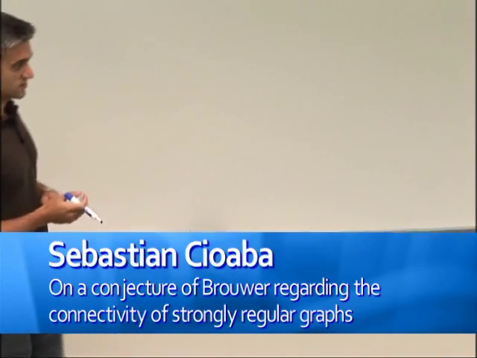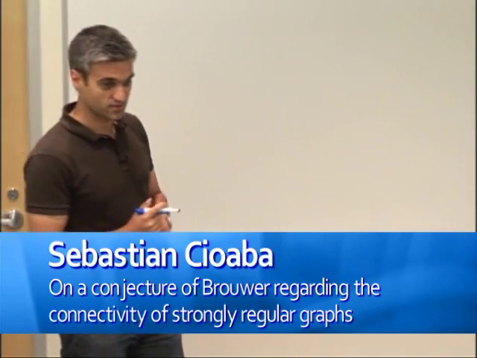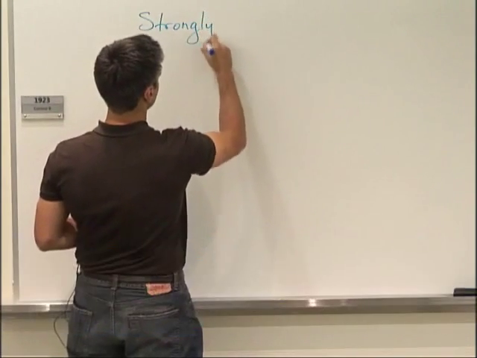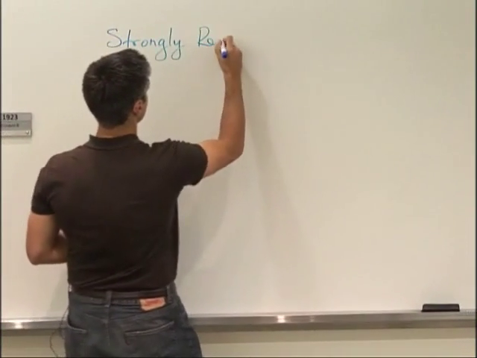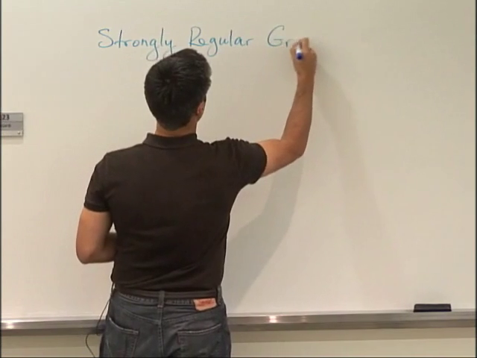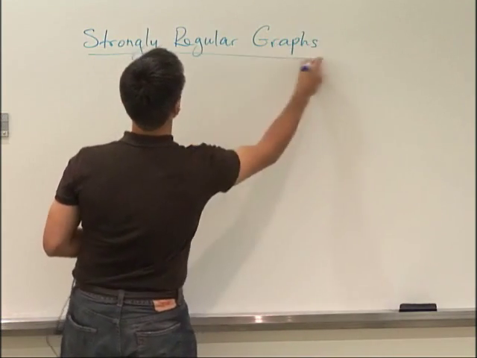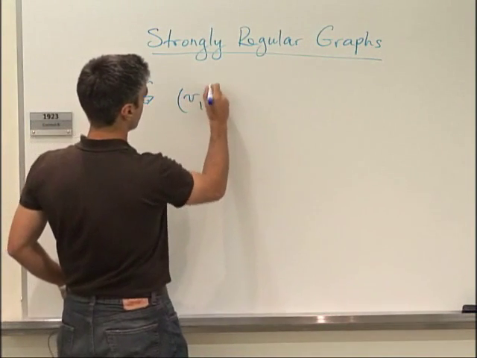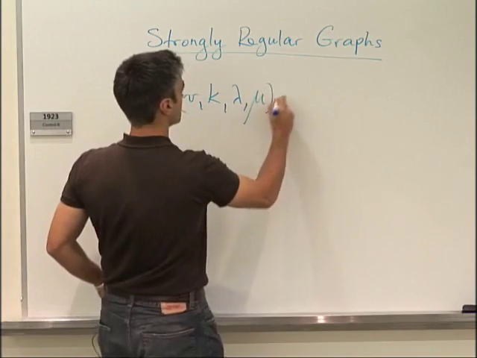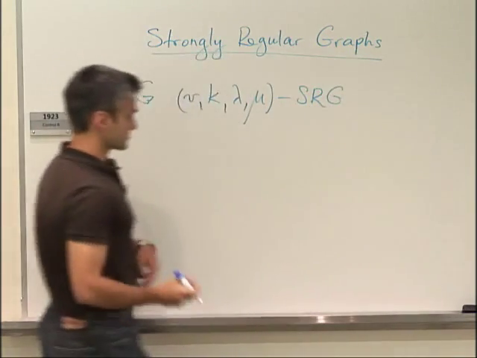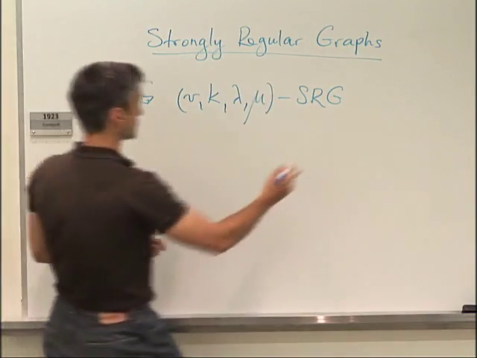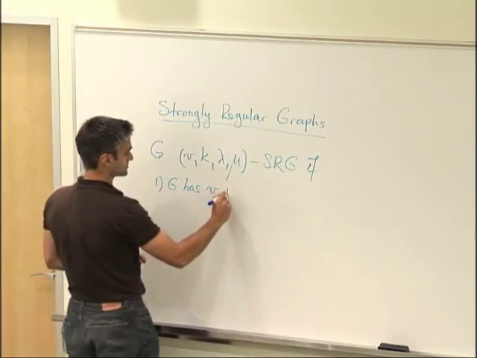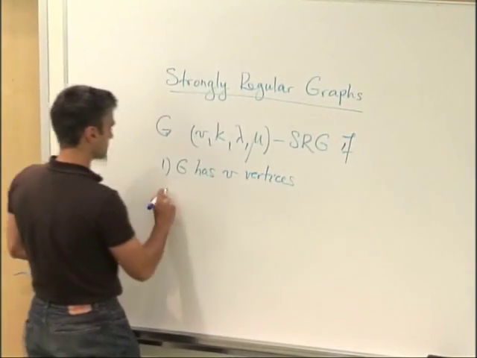So I will talk about a problem on connectivity of strongly irregular graphs. So just a few introductory facts. So there are many strongly irregular graphs. The definition is the following. We call G, with four parameters V, K, lambda, mu, a strongly irregular graph, and I'll just abbreviate that SRG, if the following conditions are satisfied. So one, G has V vertices. Two, G is K-regular.